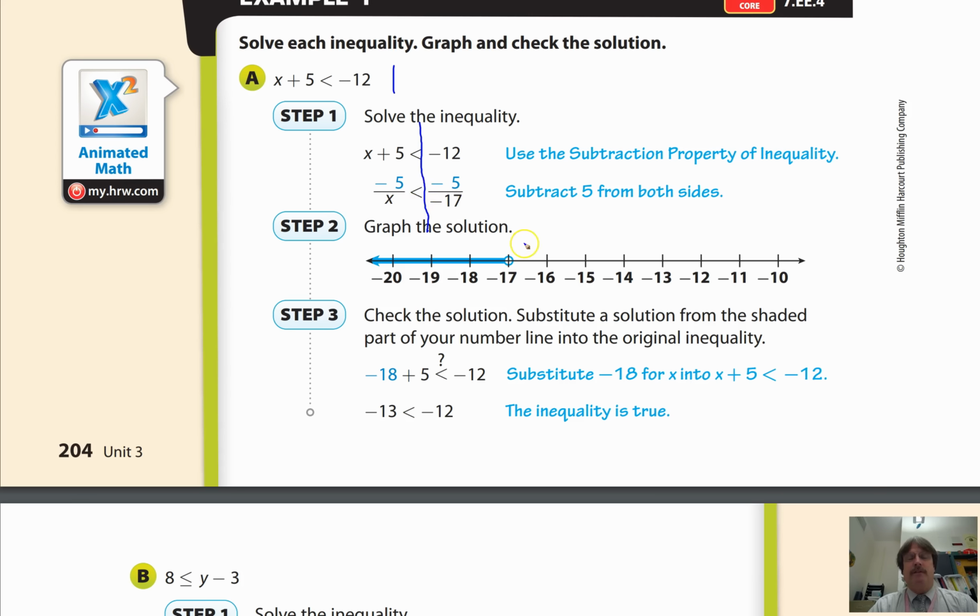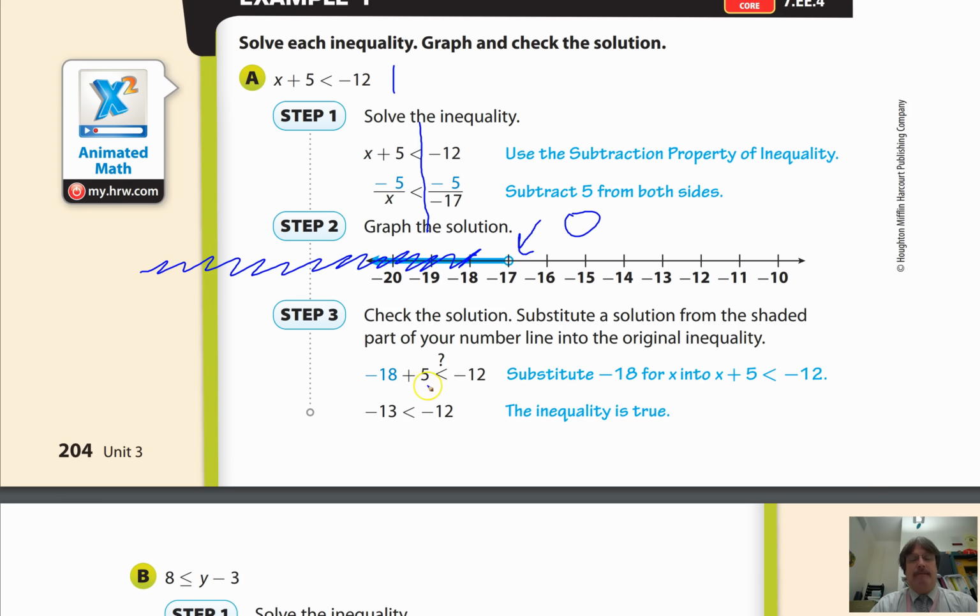They now ask us to graph it on a number line. Notice here they use the open symbol. They start at negative 17 because that's what we found here, but it's not included because x has to be less than negative 17. So we use the open symbol for that. They show you a possible solution. They take negative 18 because you can use any number in this shaded region, all the way down as far as you want, and put it in here to see if that inequality is true.